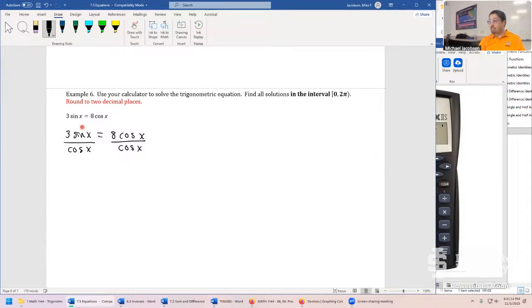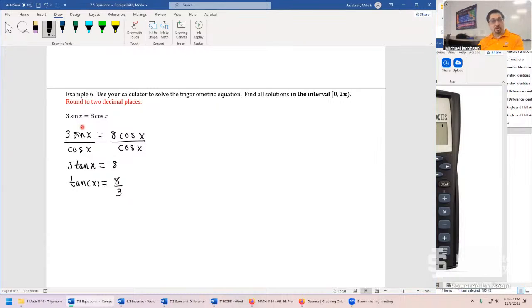If you do that, you have a cancellation on the right. But on the left-hand side, sine x divided by cosine x is tangent x. So now it's 3 tangent x equals 8. Divide by 3, and tangent x is 8/3. And that's a really weird value.